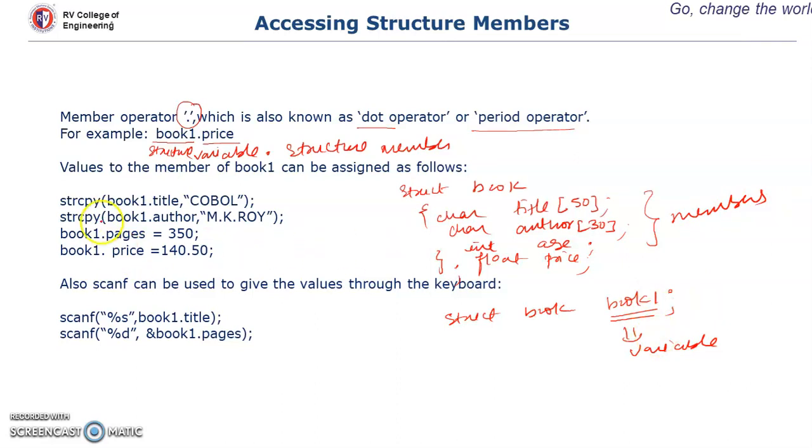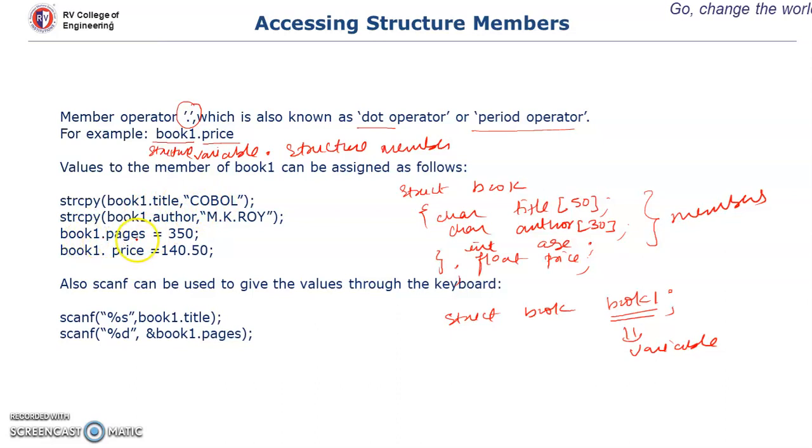So we can use the string copy function, strcpy. What the string copy function does is that this COBOL will be copied to title, and I cannot directly write title. Whenever I want to access it, because it's a member, I need to write book1 dot title. And since it's a string value, I need to enclose it in double quotes. So what it does, this COBOL will be copied to title. Same way in author, MK Roy will be copied. So this is a string library function. Using that also I can just give the values, assign the values.